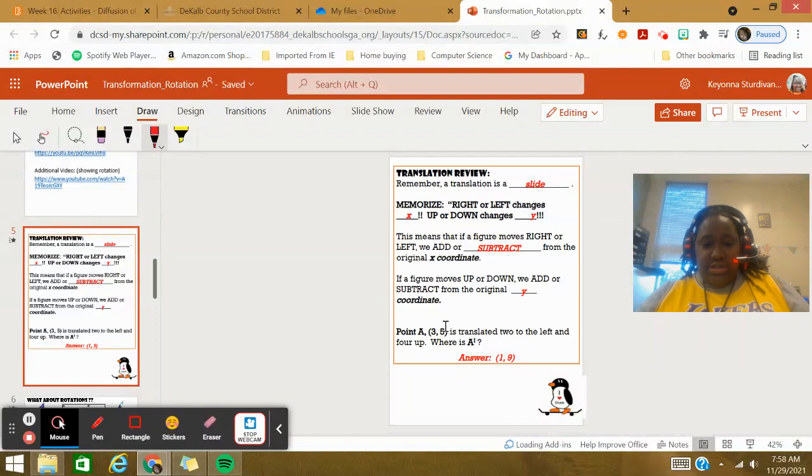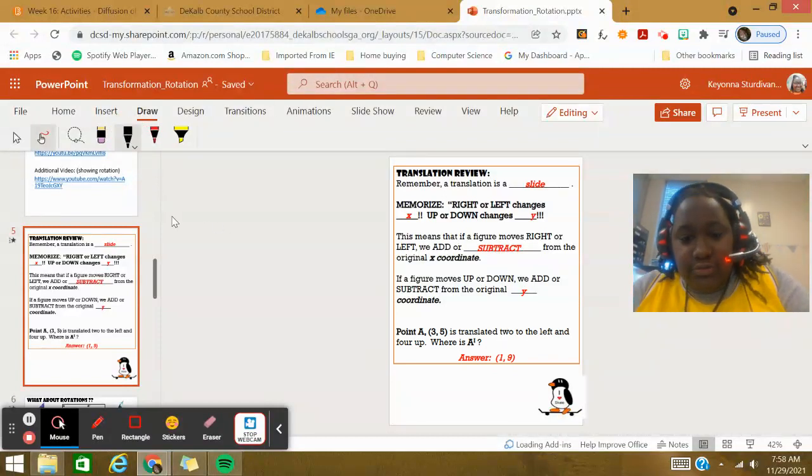So the question here says point A, which is 3 and 5, if I translate 2 units to the left and 4 up. Again, you can just write the rule. So if I'm going 2 units to the left, that means you should be subtracting. And then if I'm going 4 up, that means you're going to add. So they gave you the answer already, but this is what it will look like if you show it algebraically.